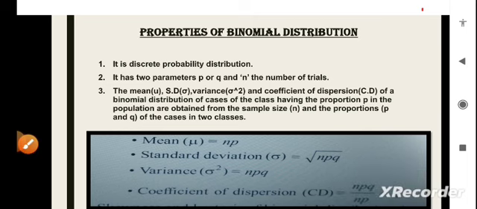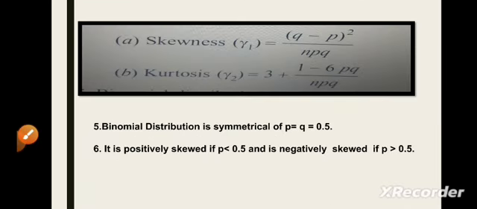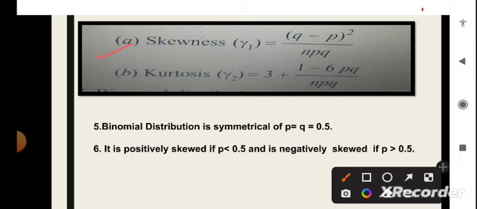of failures. The fourth property tells us about the skewness and kurtosis of the binomial distribution, which are given by these formulas. Fifth property states that the binomial distribution is symmetrical when the probability of success and failure is equal to 0.5. Sixth property tells that if the binomial distribution is positively skewed, the value of P will be greater than 0.5 and it will be negatively skewed if the value of P will be less than 0.5.